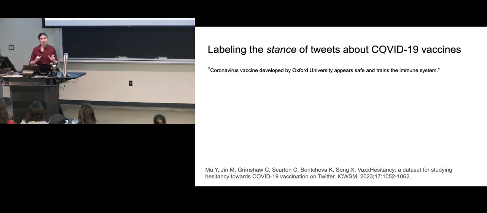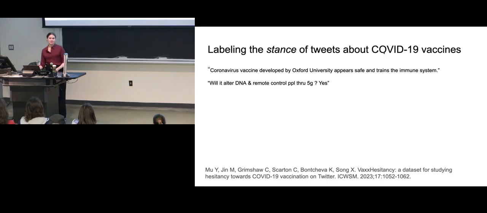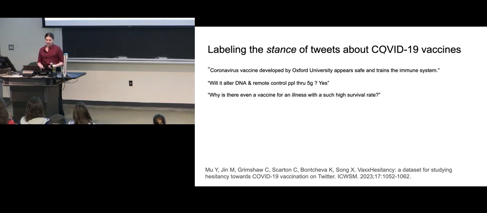Coronavirus vaccine developed by Oxford University appears safe and trains the immune system. Another one, will it alter DNA and remote control people through 5G? Yes. Why is there even a vaccine for an illness with such a high survival rate?